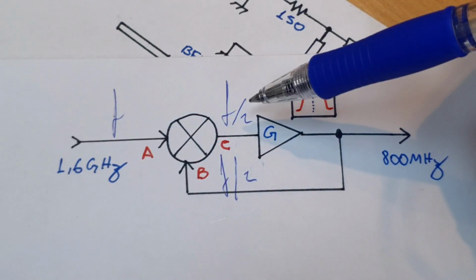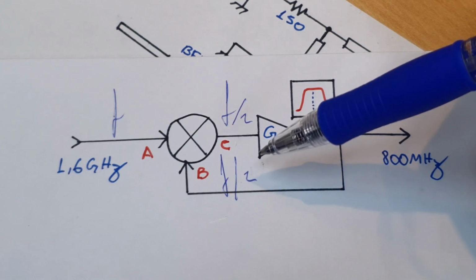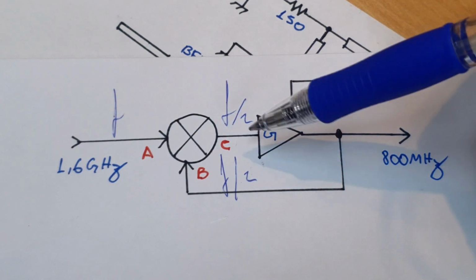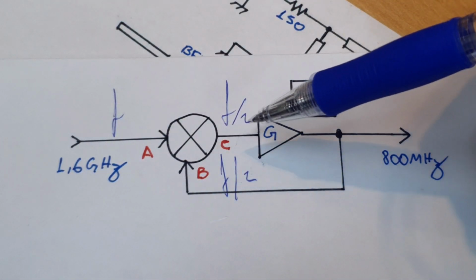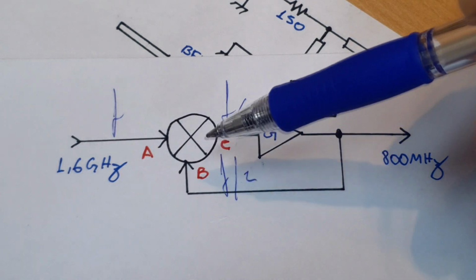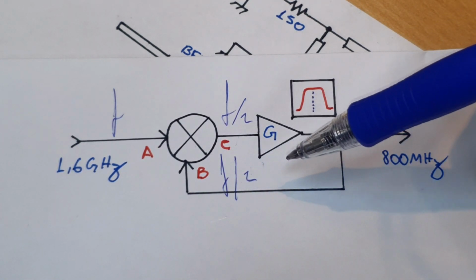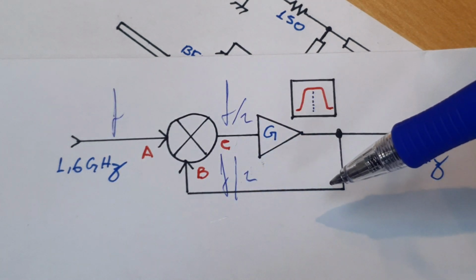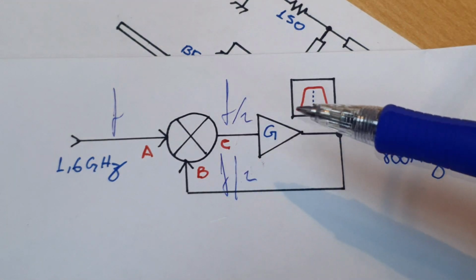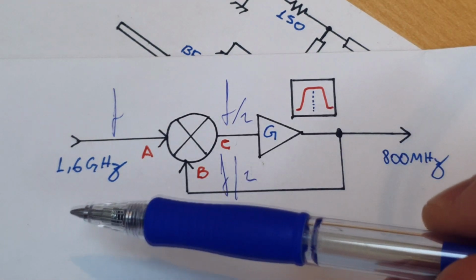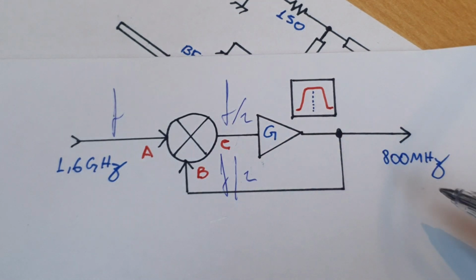And this condition also has the property of phase conjugation. So the phase of the output signal is switched in a way that positive feedback happens around this amplifier here. As the amplifier has gain, we can sustain oscillation. The oscillation will be at F over 2. So we can divide the signal. If the input is 1.6 GHz, this feedback will happen at 800 MHz.